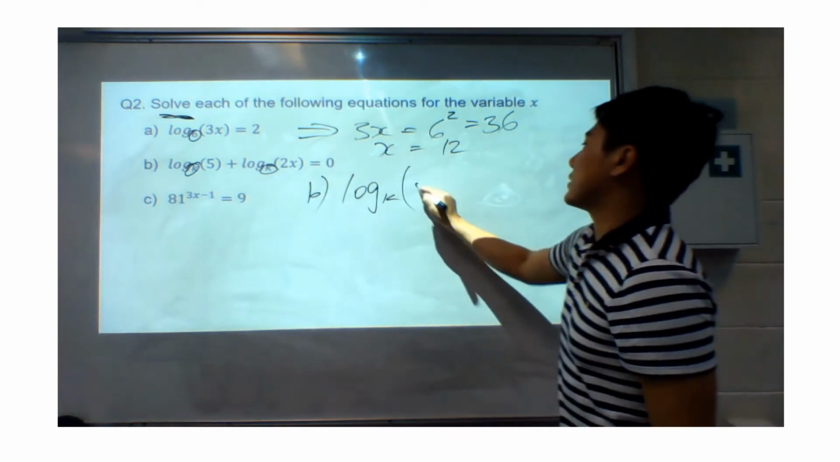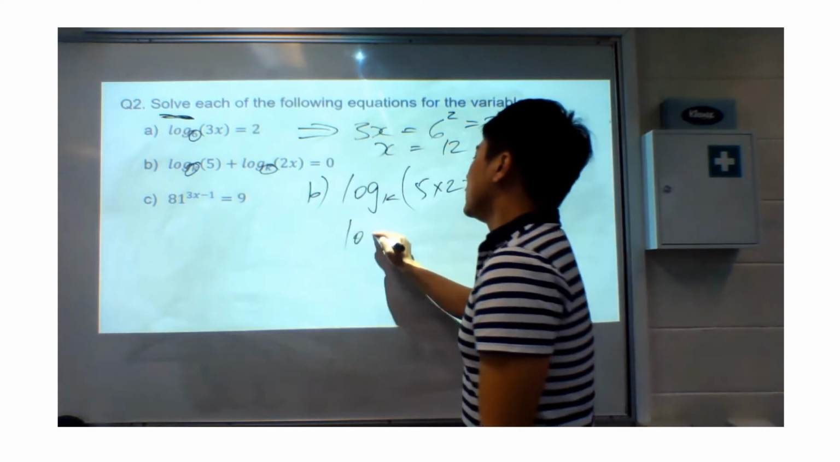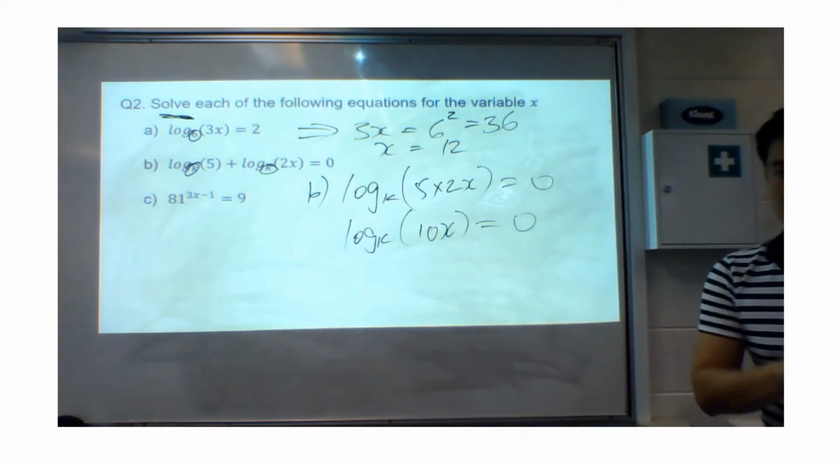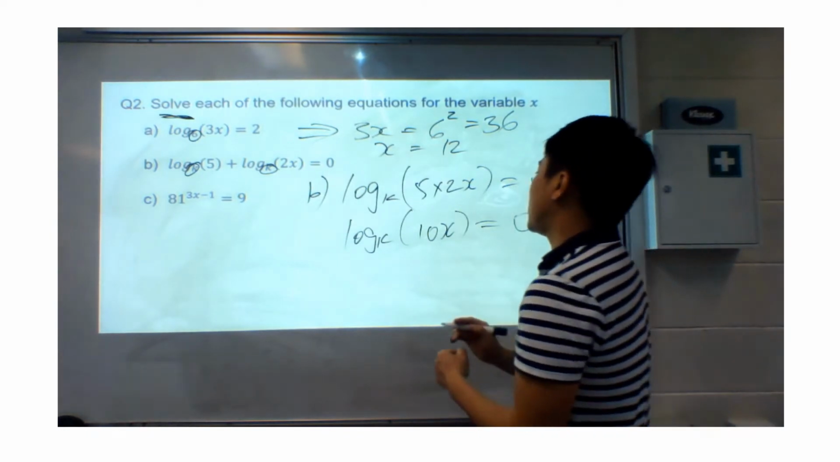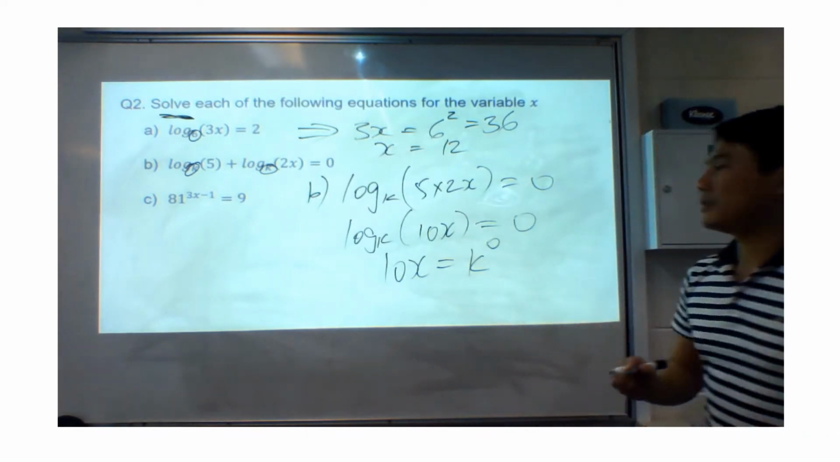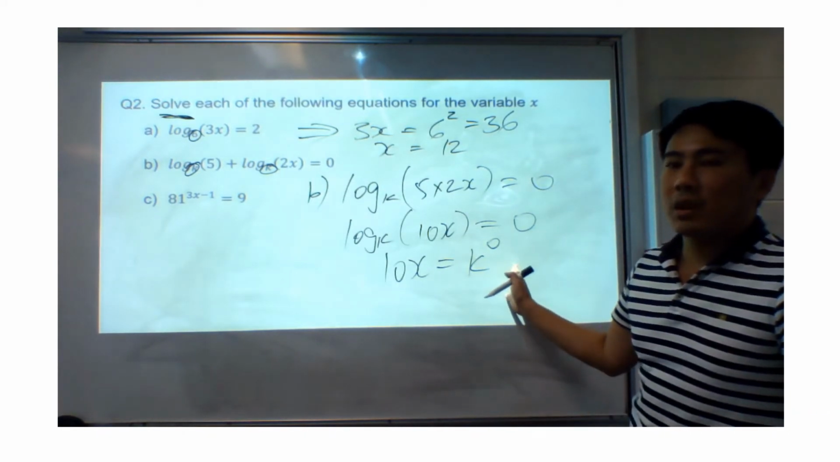5 times 2x equals to 0. So obviously that becomes 10x equals to 0. You rewrite it in a form that we can use. 10x equals to k raised to the power of 0. If you raise anything to the power of 0, what would that become?